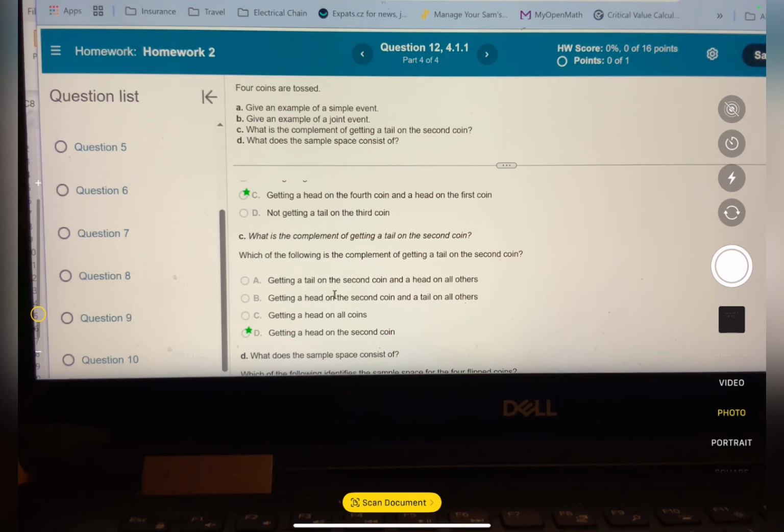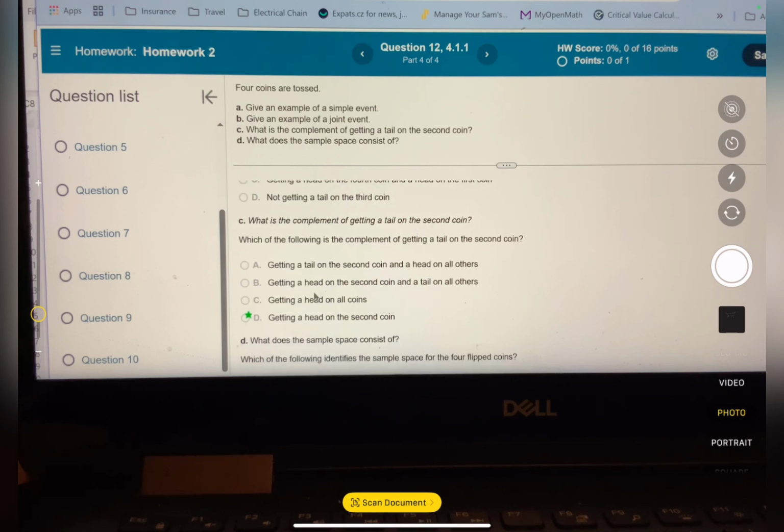So getting a tail on the second coin and the head on all coins. That's a joint event, right? It has nothing to do with complement. Second one, getting a head on the second coin and the tail on all others. This is also joint, because we have and, keyword is and. Now C is getting a head on all coins.